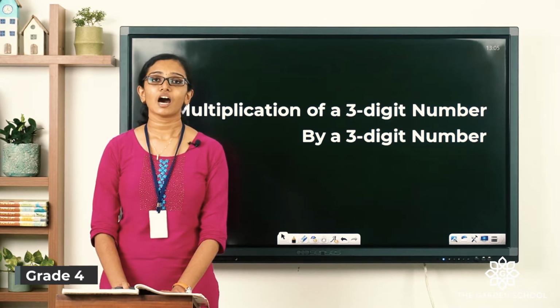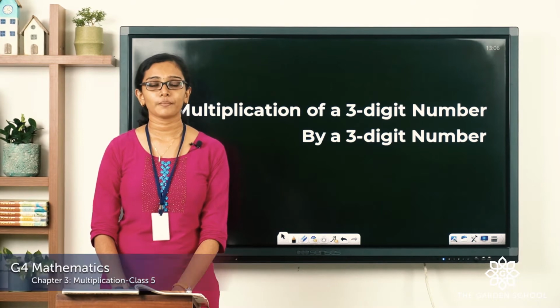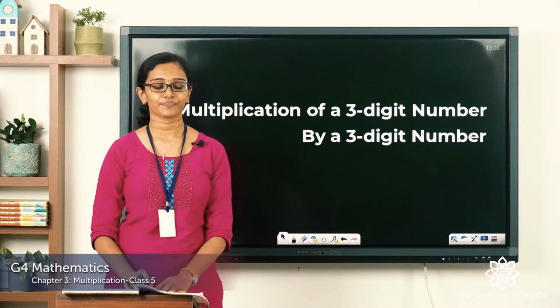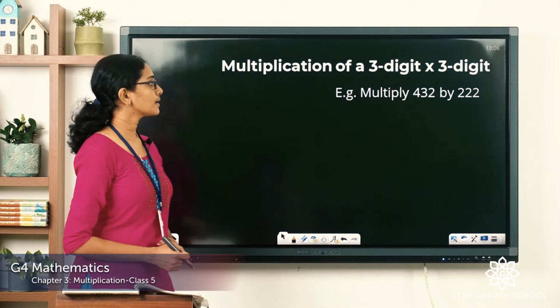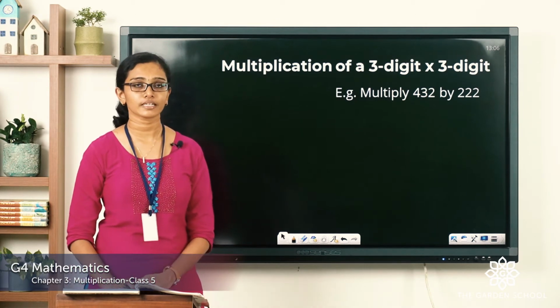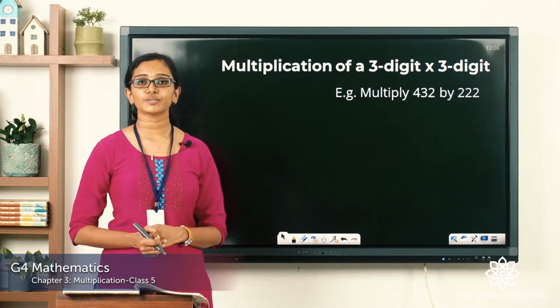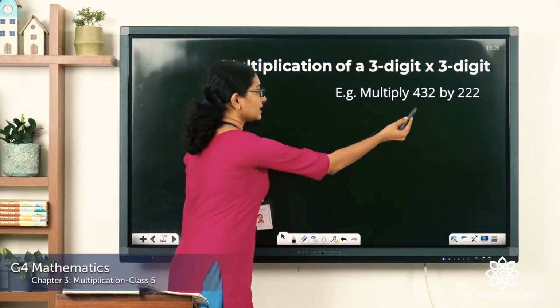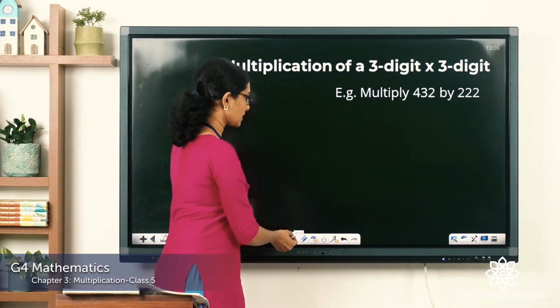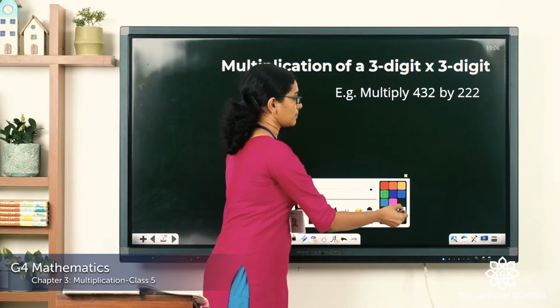So let's learn how we can multiply a 3-digit number by a 3-digit number today. Look at this question. Multiply 432 by 222. So we have a 3-digit multiplicand and a 3-digit multiplier here.